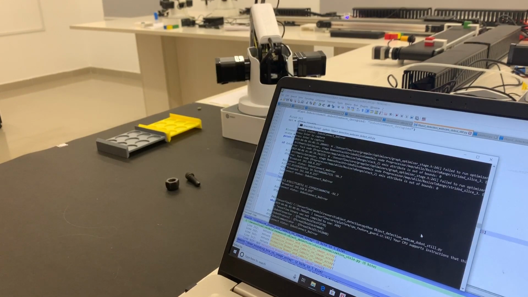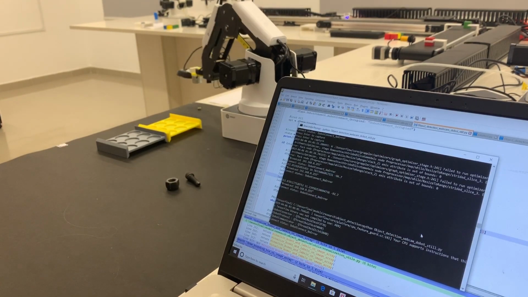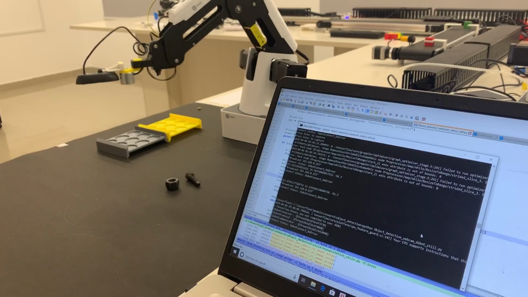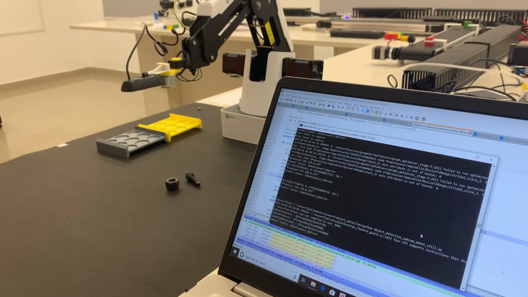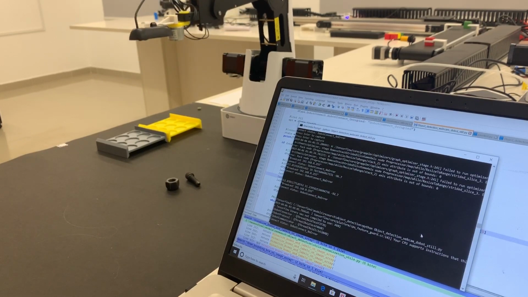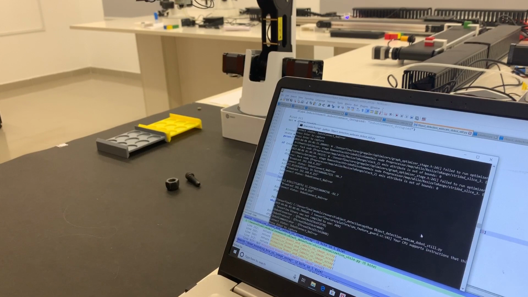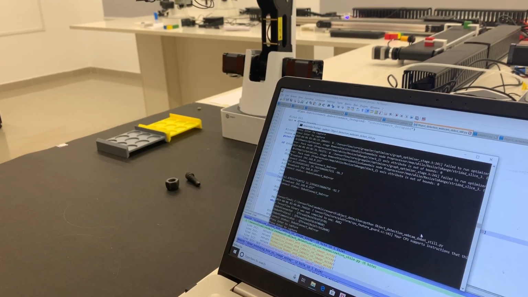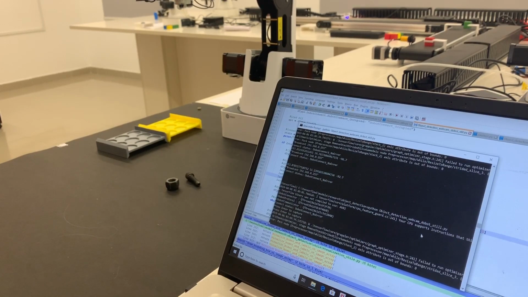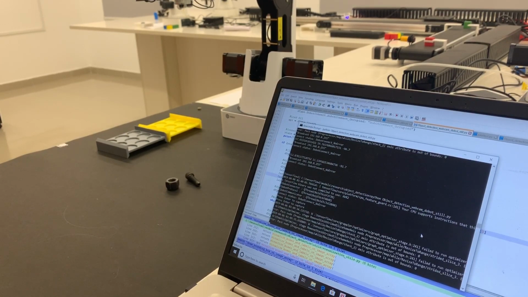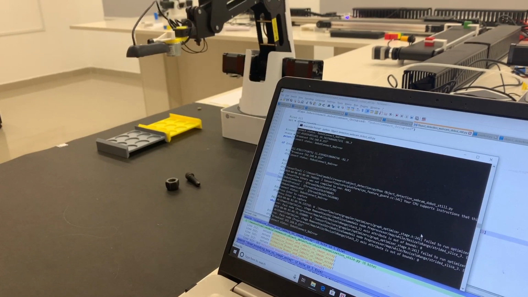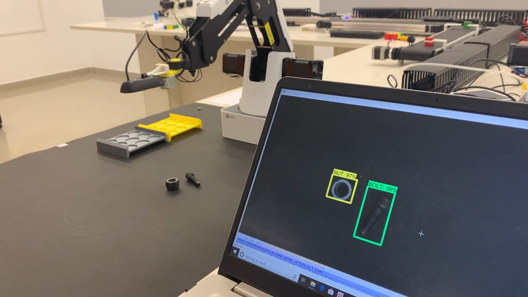So the Dobot Magician is forming to identify its XYZ in the zeroth axis. Now the Dobot Magician is ready to take the picture and identify the pixel frame. So now the TensorFlow model has inferred the bolt and nut at 99 and 97% respectively.